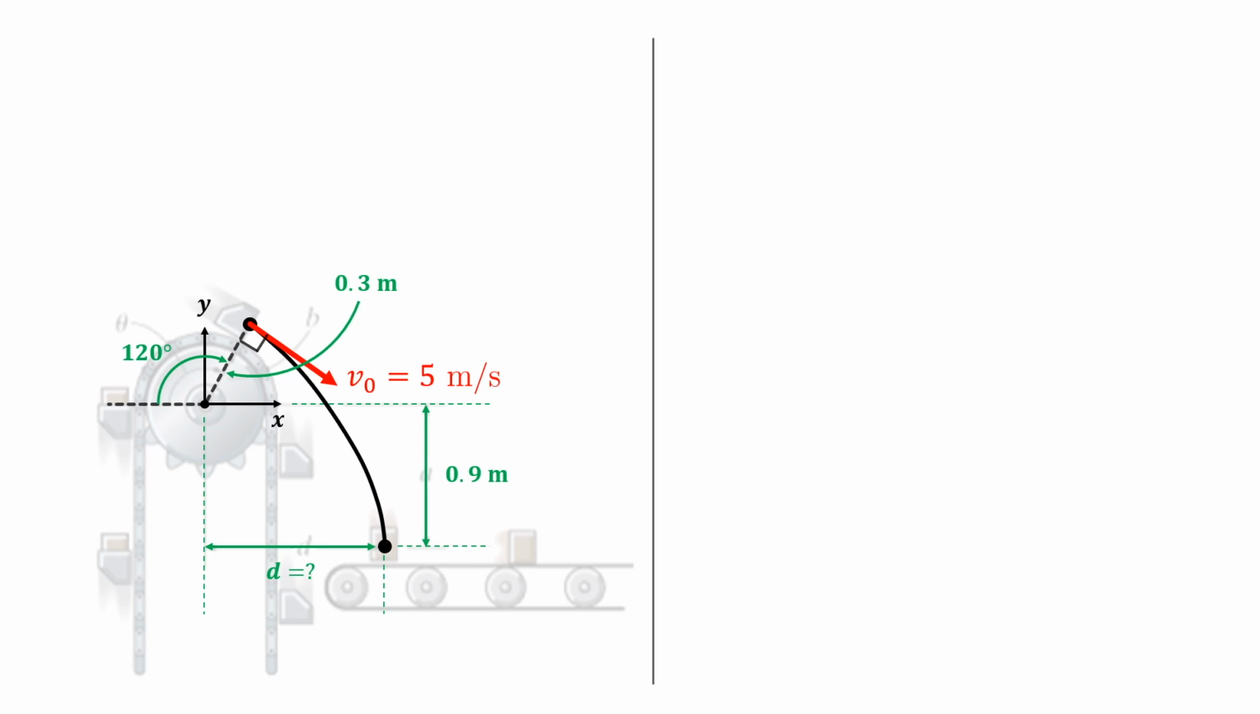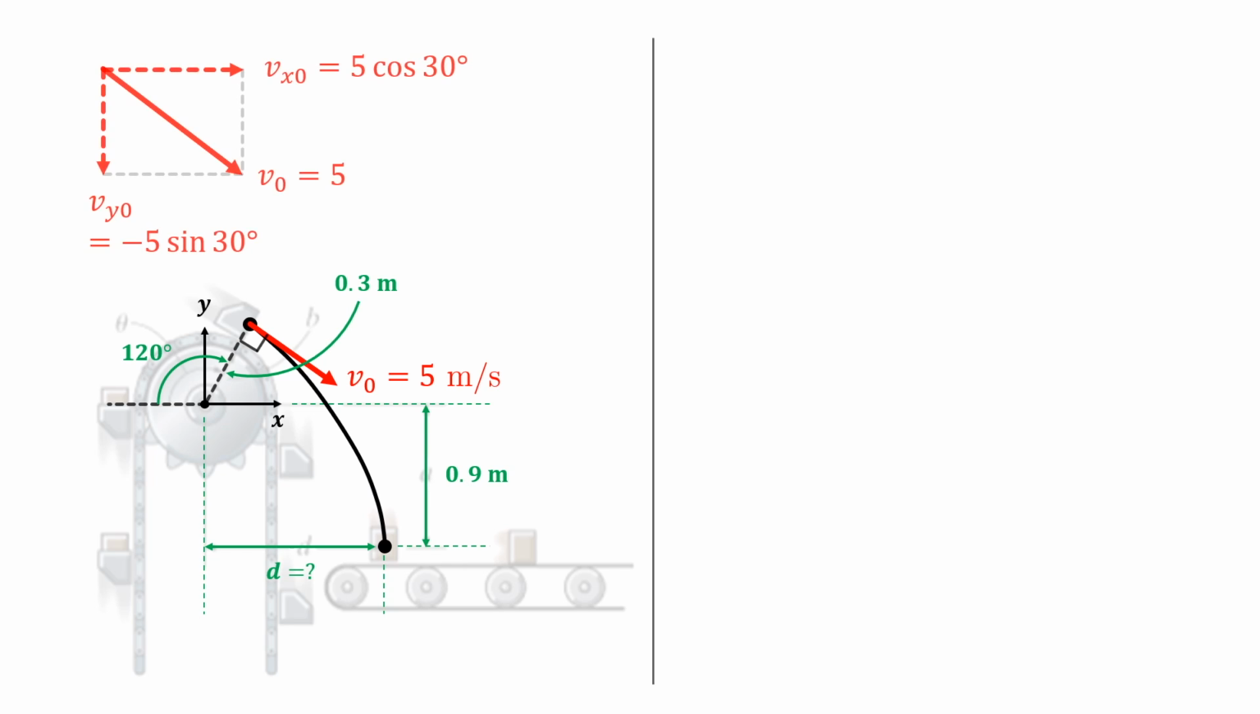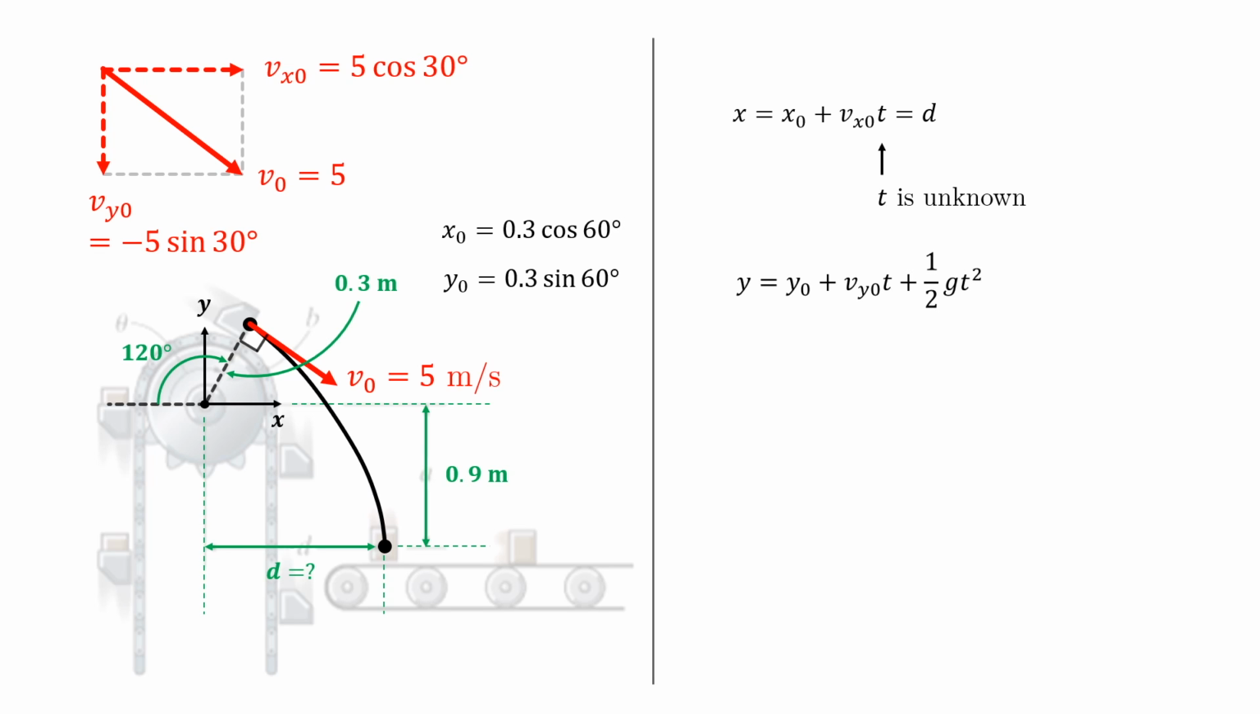We can break that velocity into horizontal and vertical components. The horizontal component is Vx equals v times cos 30, and the vertical component is Vy equals negative v sine 30. The initial position of the block can also be found from the geometry. The problem is asking for the distance d, which we would find by using the equation for horizontal position shown here. However, we don't know how much time it takes the block to fall, so we need to solve for that time first. To do that, we can use the equation that relates the vertical position to time, since we know how far the block has to fall.